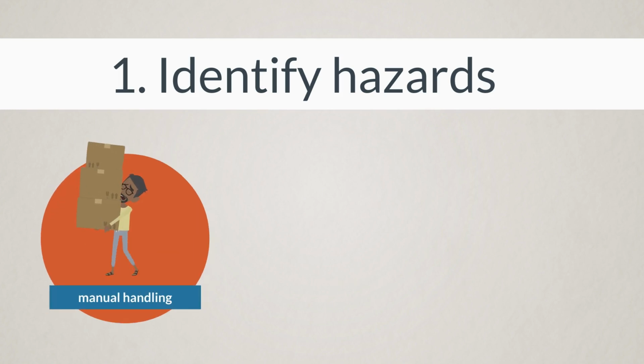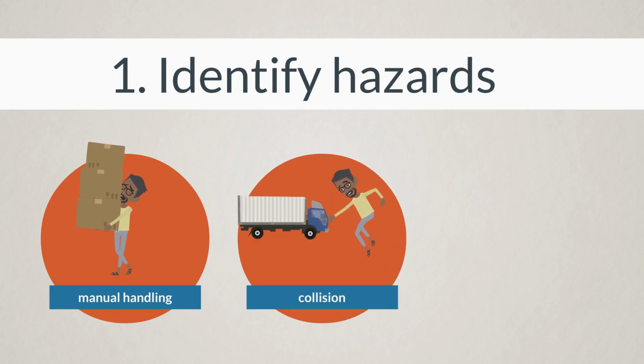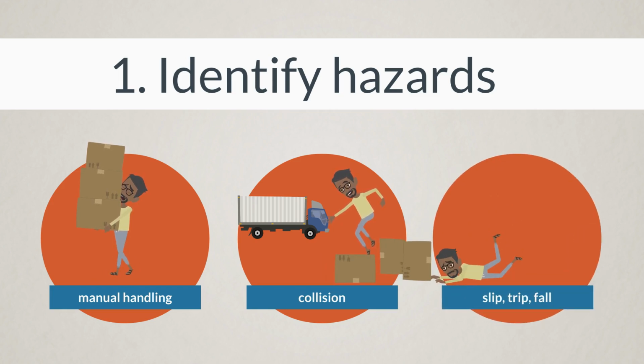The driver will be lifting, carrying, and putting down heavy boxes, about 25 kilograms each, so manual handling is a hazard. Also, this is a busy work area, so there are other vehicles which could hit us. The pathway is in poor condition, with potholes that could cause a slip or fall.